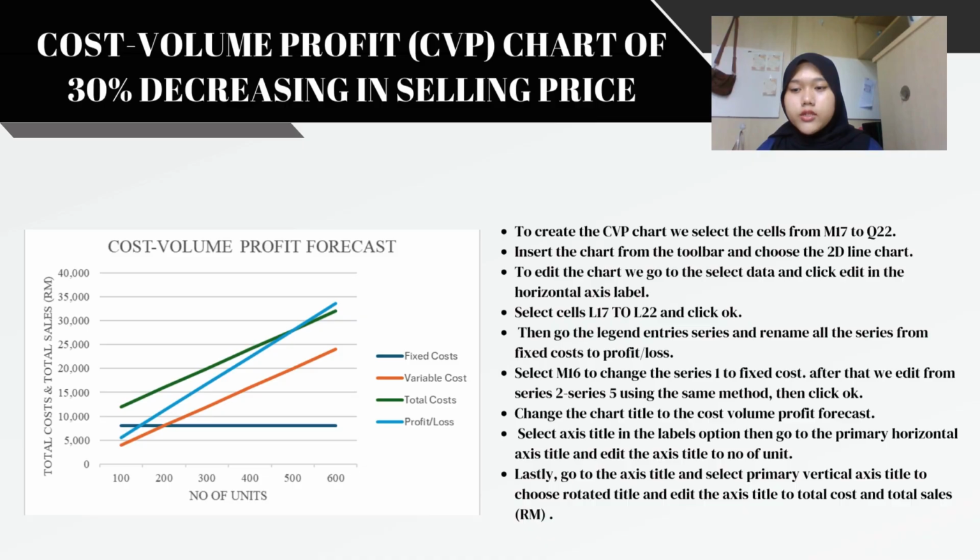We change the chart title to the cost volume profit forecast. Then we select axis title in the labels option, then go to the primary horizontal axis title and edit the axis title to the number of unit. Then we go to the axis title and select primary vertical axis title to choose rotated title and edit the axis title to total cost and total sales. In the bracket we put RM. Now we got the cost volume profit forecast for the above CVP worksheet, which is the decreasing 30% CVP worksheet.